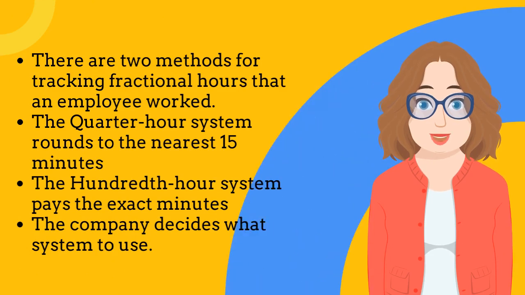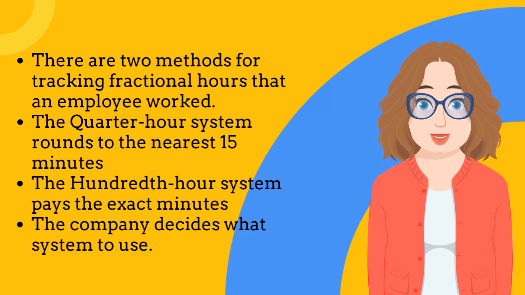Let's summarize. There are two methods for tracking fractional hours that an employee worked. The quarter hour system rounds to the nearest 15 minutes. The 100th hour system pays the exact minutes. Tracking time is an essential aspect of payroll management, and the choice between the quarter hour and 100th hour system will depend on the needs of your organization.